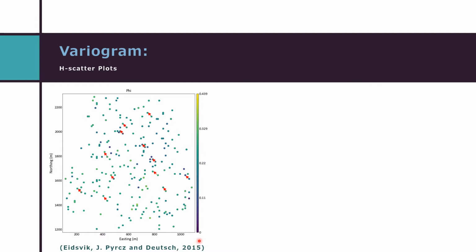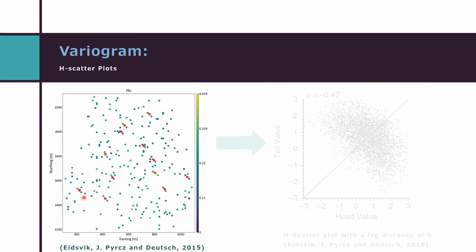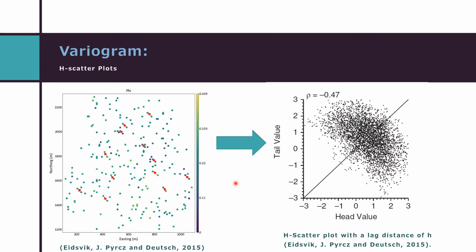So let's take this setting as an example. There are samples of porosity in a 2D setting, and we ask the question: let's pair points that are distanced 4 meters from one another, and let's do that along roughly this direction. So we start here, we will look for points that are distanced 4 meters from one another, and we pair them. And we plot the results in this scatter plot that you can see here. Of course, there is a correlation, in this case a negative correlation between these points. We call this an H scatter plot.